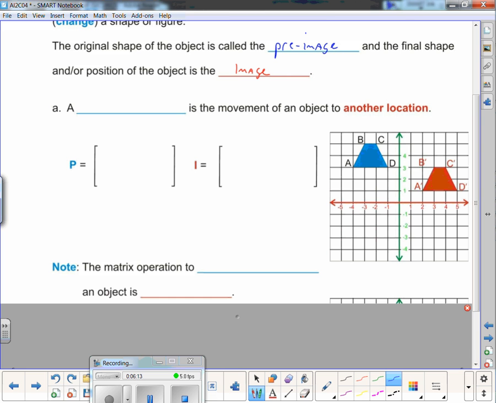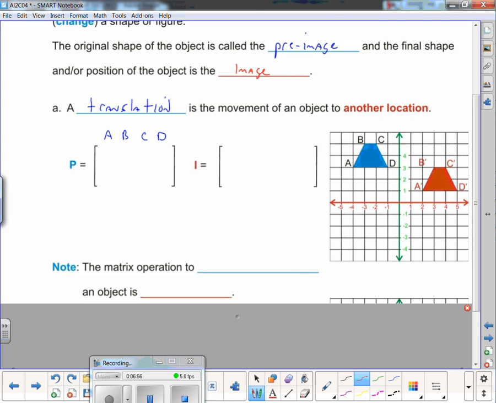All right, A. So let's do a translation. We want to take that object and move it to another location. Let's make up a matrix, a 2x4, where P stands for the pre-image and I stands for the image. Just to make life easy, let's go point A, then point B, point C, and point D. We've done this before, right? We're just going to do the coordinates of the shape.